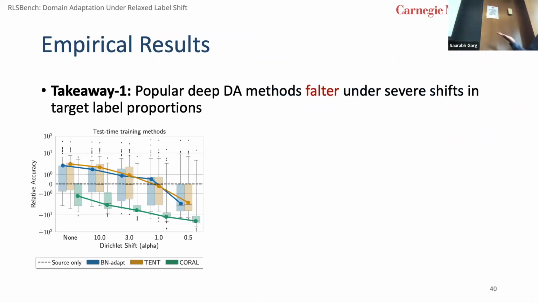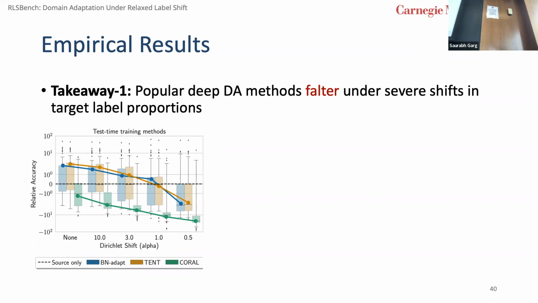Okay, so the first takeaway that I'm trying to highlight here is the faltering of these deep domain adaptation heuristics. To explain the plot, on the x-axis, as we go from none, 10, 3, 1, and 0.5, the label proportion shift severity is increasing. So the source is close to uniform, and your target label proportion is becoming more peaky, or heavy tailed. And relative to source only performance, with which we have centered the plot, the line at 0 is source only performance.